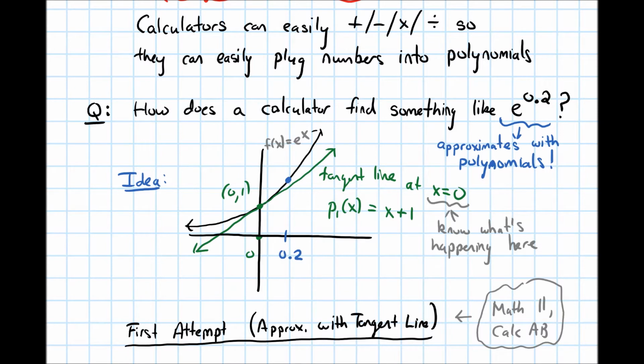So the type of thing that I would do is I would take the 0.2, I would plug it into the equation of the tangent line, and that would give me this y value, which is close to the y value that I want. The y value I want is this one above it on the function's graph, but it's not exactly the same. So it's an approximation, maybe not the best approximation, but an approximation nonetheless.